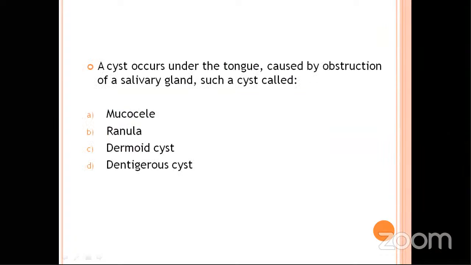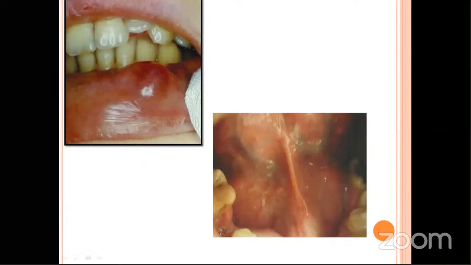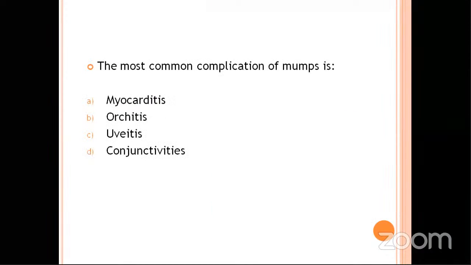A cyst that occurs under the tongue, caused by obstruction of the salivary gland, is called a ranula, the frog belly. If it occurs in the labial mucosa or anywhere in the buccal mucosa, it is called a mucocele. But if it occurs on the undersurface of the tongue, it is called a ranula. It looks like a frog's belly, so that is why it is called a ranula. The blue tinge of the ranula or the mucocele is due to the Tyndall effect. The most common complication of mumps is orchitis.